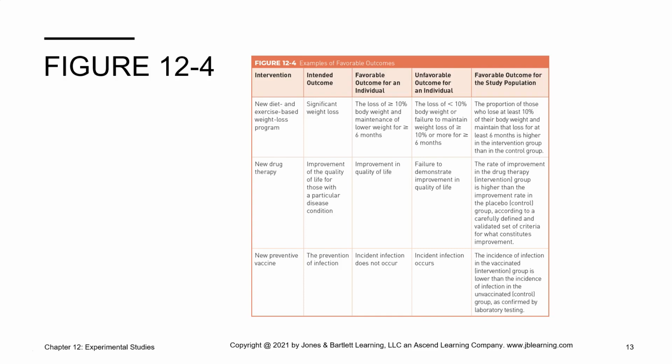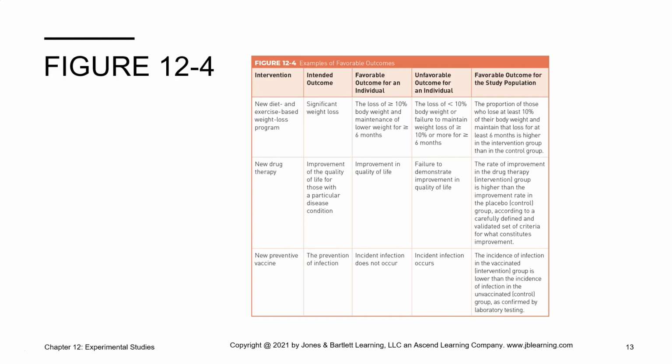So this table provides examples with an intervention, the intended outcomes, a favorable outcome, an unfavorable outcome, and a favorable outcome specifically geared towards a population versus just an individual. So let's just look at the top one here. If your intervention is a new diet and exercise-based weight loss program, your intended outcome could be something like significant weight loss. But how much weight loss is good?